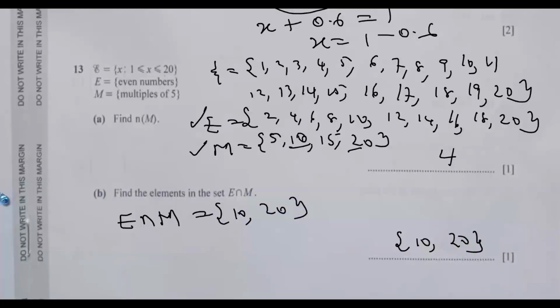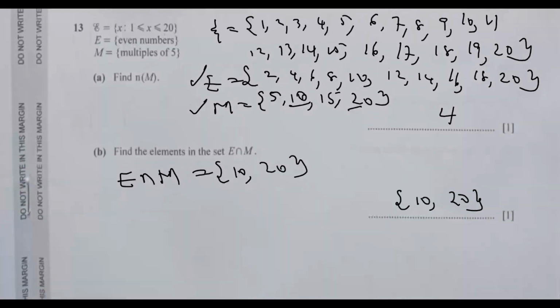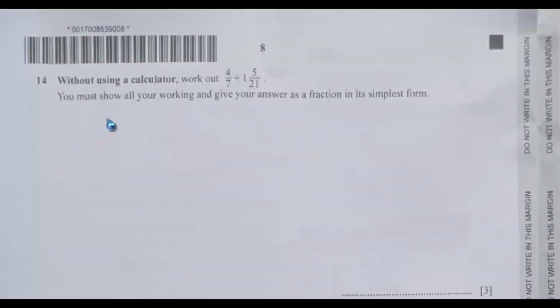Okay, so the next one will be question 14. Without using a calculator, work out 4 out of 7 divided by 1 and 5 out of 21. So this is pretty simple. You have 4 out of 7, then divided by, so let's write 1 and 5 out of 21 as an improper fraction. That will be 21 times 1, it will be 21. 21 add 5, that will be 26. So it will be 26 out of 21.